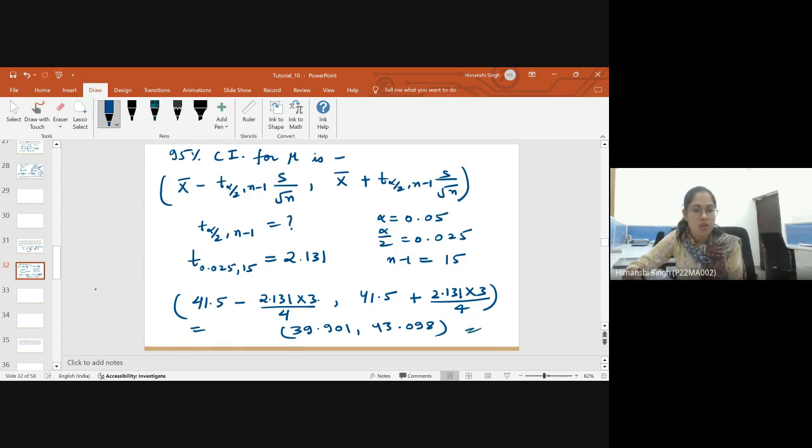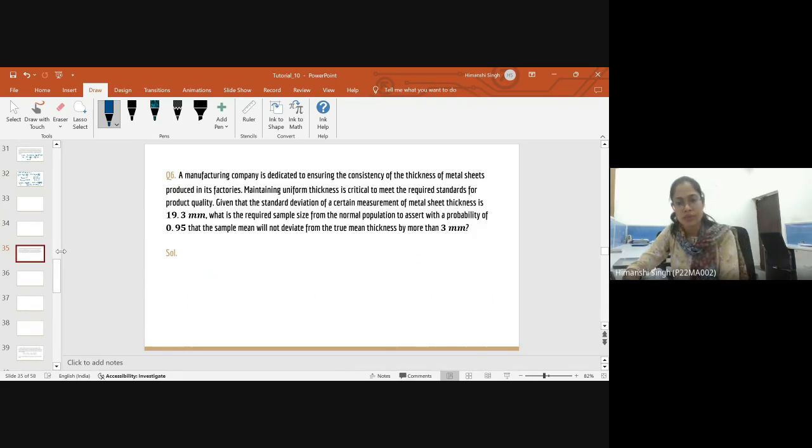So the main thing is to identify, first of all, what the confidence interval is, and in order to find out the confidence interval, we need these values, which we will be finding out from the tables. Now for the next question.